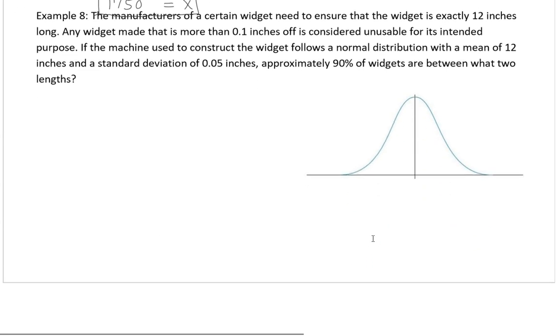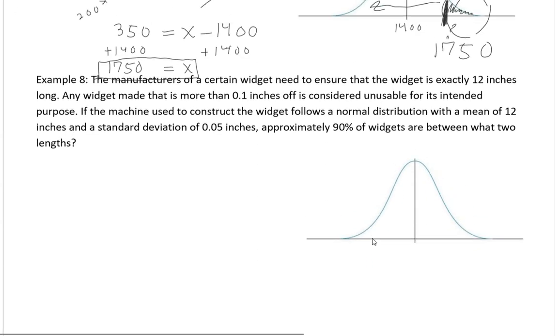Last question here. The manufacturers of a certain widget need to ensure that the widget is exactly 12 inches long. Any widget made that is more than 0.1 inches off is considered unusable for its intended purpose. If the machine used to construct the widget follows a normal distribution, with a mean of 12 and a standard deviation of 0.05, approximately 90% of widgets are between what two lengths?